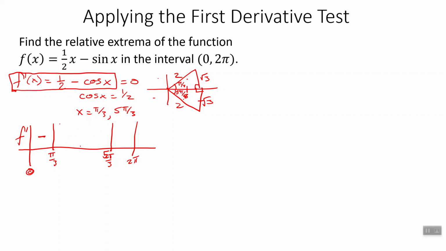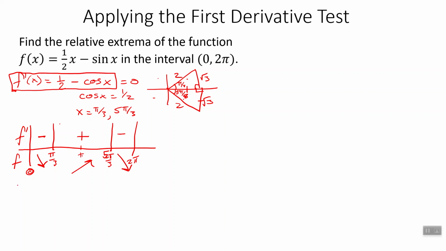If we plug in something in between, like pi, cosine of pi is negative 1. 1/2 minus negative 1 would be 1/2 plus 1. We'd be positive. And then here again, it's going to go back to being negative. If we plug in a number near 2 pi, it's going to be 1 again, and 1/2 minus 1 is going to be negative. So that means our original function will be decreasing, increasing, decreasing.